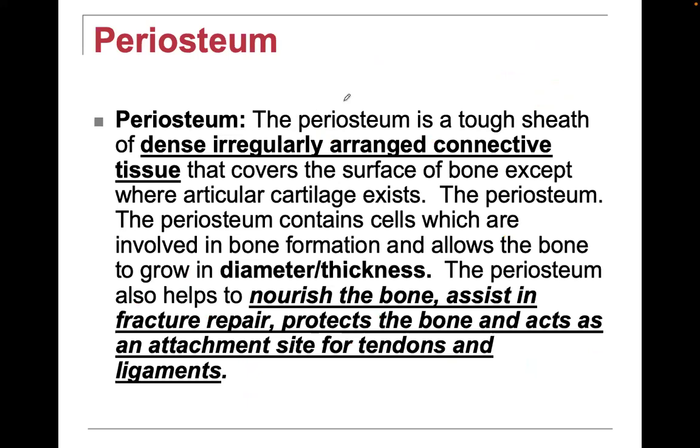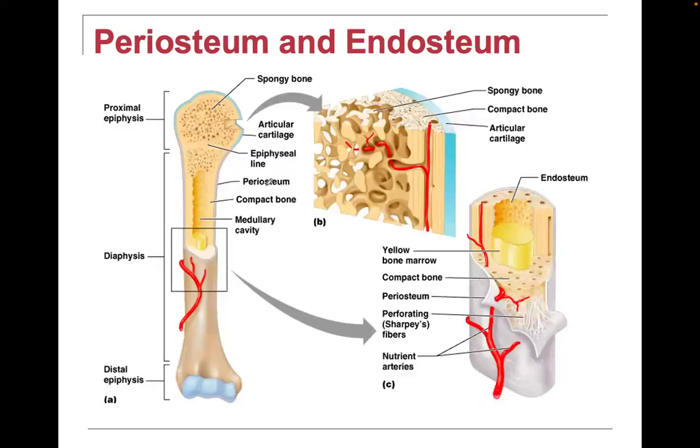The periosteum, that's that tough sheath. It's dense, irregular connective tissue. It's that outermost layer of the bone, and it's where muscles and tendons are going to attach. The periosteum helps in nourishing the bone because there are many blood vessels that penetrate through the periosteum in order to get into the deeper part of the bone. It's involved in fracture repair and protects the bone. And of course, we said it's the site of attachment for tendons and ligaments.